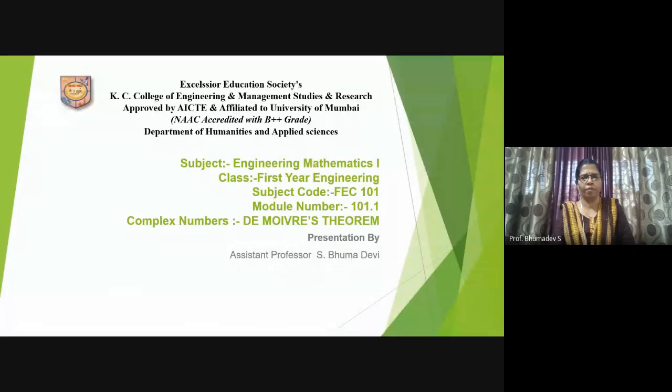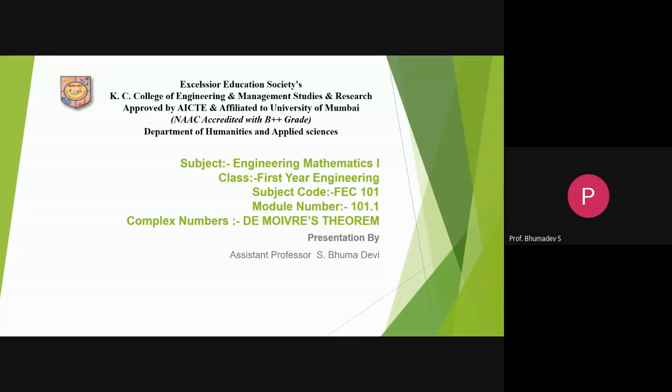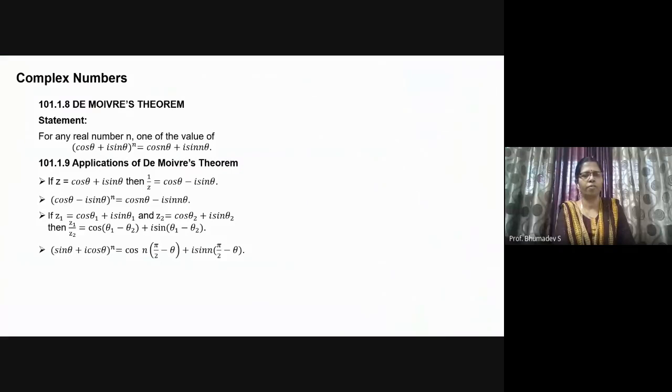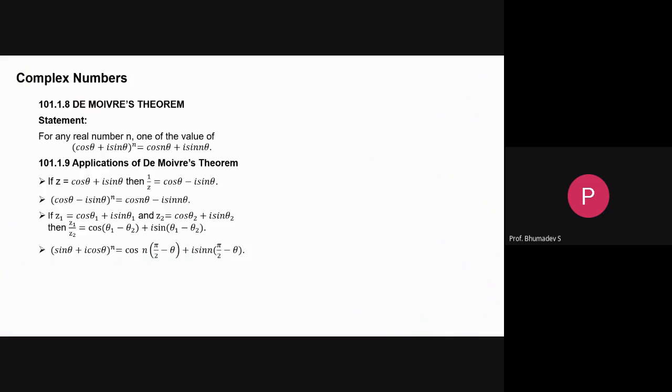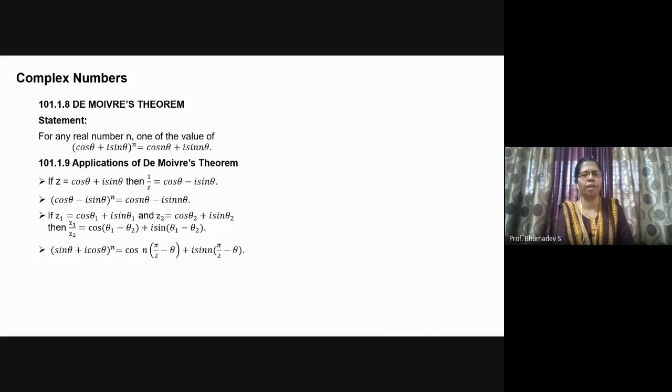In this lecture, we are going to deal with De Moivre's theorem of Module 1, Engineering Mathematics 1. De Moivre's theorem, for any real number n, states that (cos theta plus i sin theta) whole power n is equivalent to cos n theta plus i sin n theta.